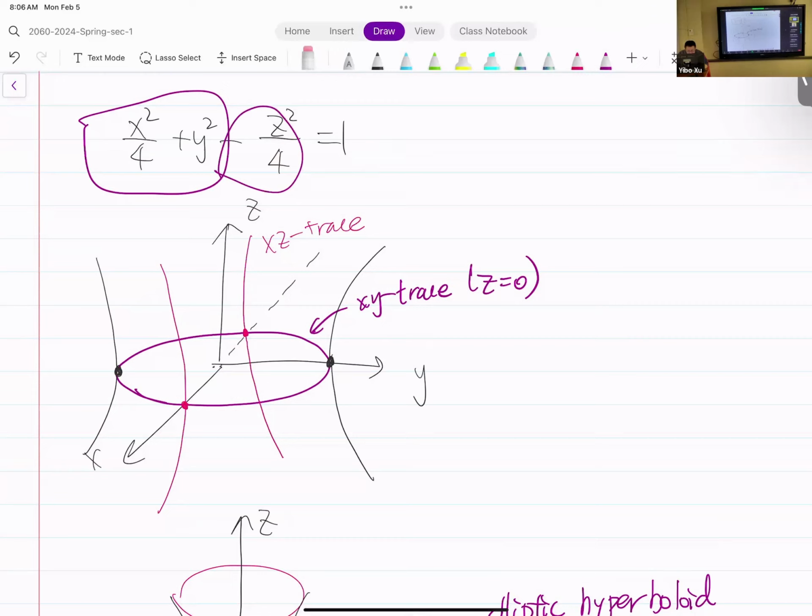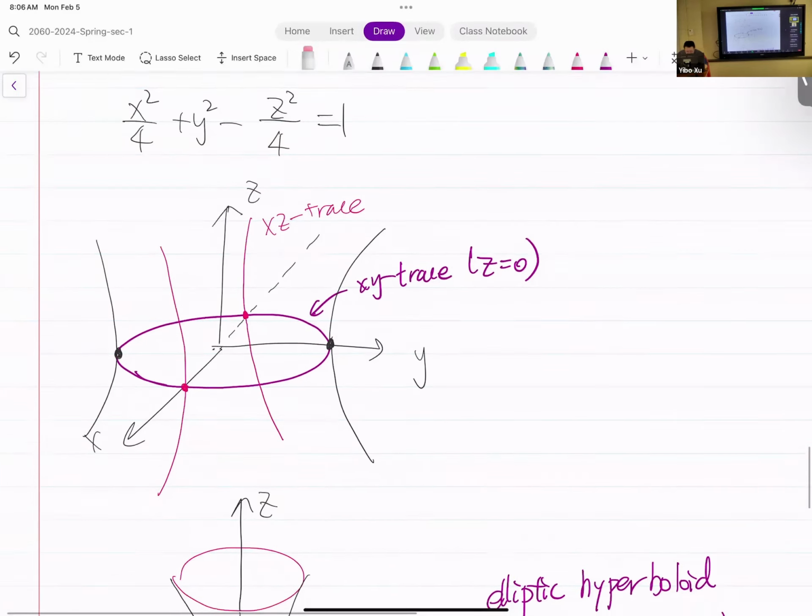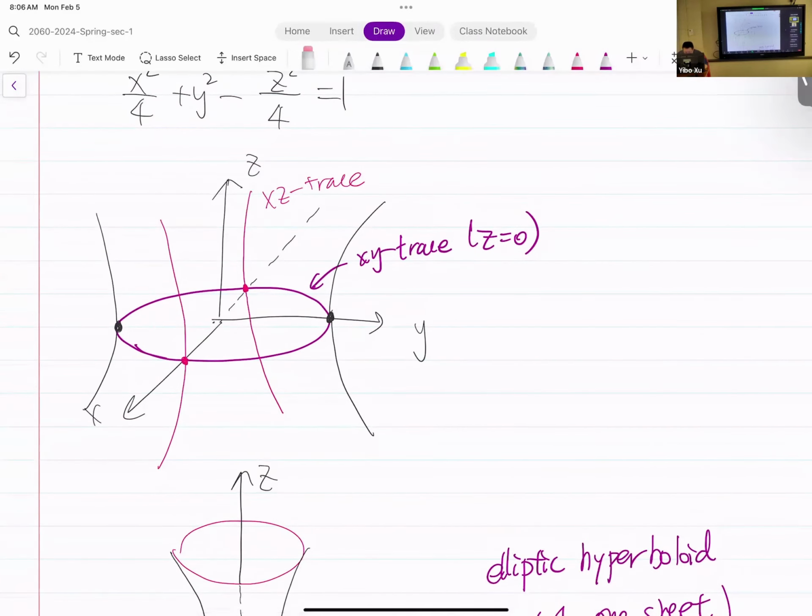If you make, let's say, x equal to 0, you will get a hyperbola. If you make y equal to 0, you'll get another hyperbola. If you make z equal to 0, you will have an ellipse. So that's why we call it elliptic hyperboloid. Along two directions, you will have hyperbola traces, and along one, you have an ellipse that's in purple. The hyperbolas are in black and red, and they do intersect, right?